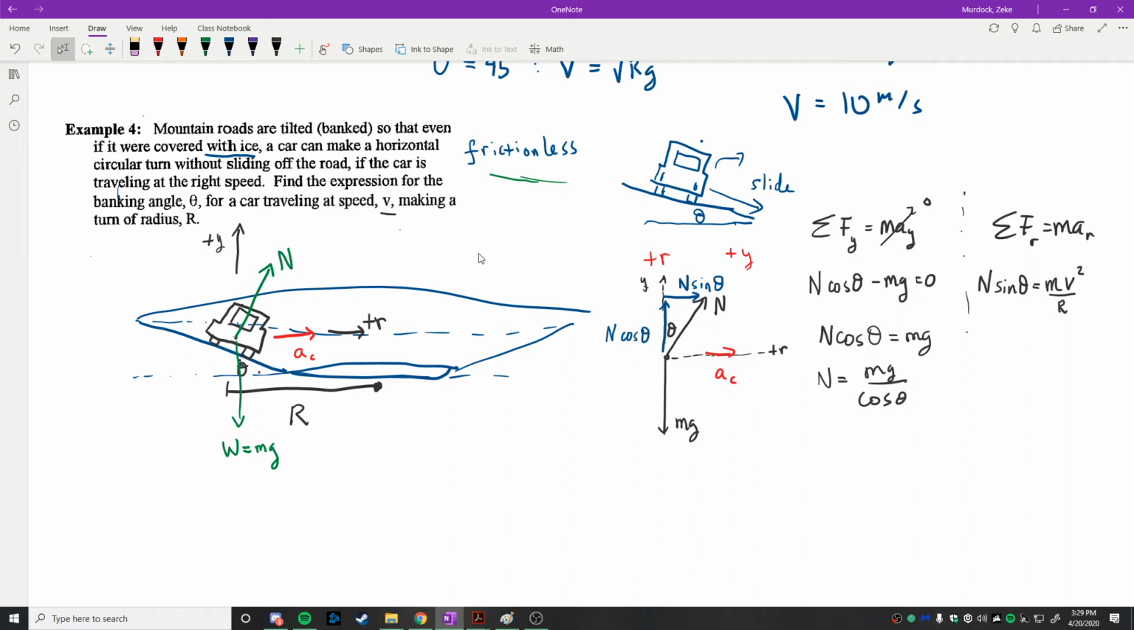You plug this in for n, and you end up getting the same thing we got before. You end up getting g tan theta is equal to v squared divided by r, which means that tan theta is equal to v squared over rg. Actually, exactly the same answer as we got before. It's very common that that happens in these kind of problems. You guys have any questions? We'll solve what the angle theta will be for the next problem.